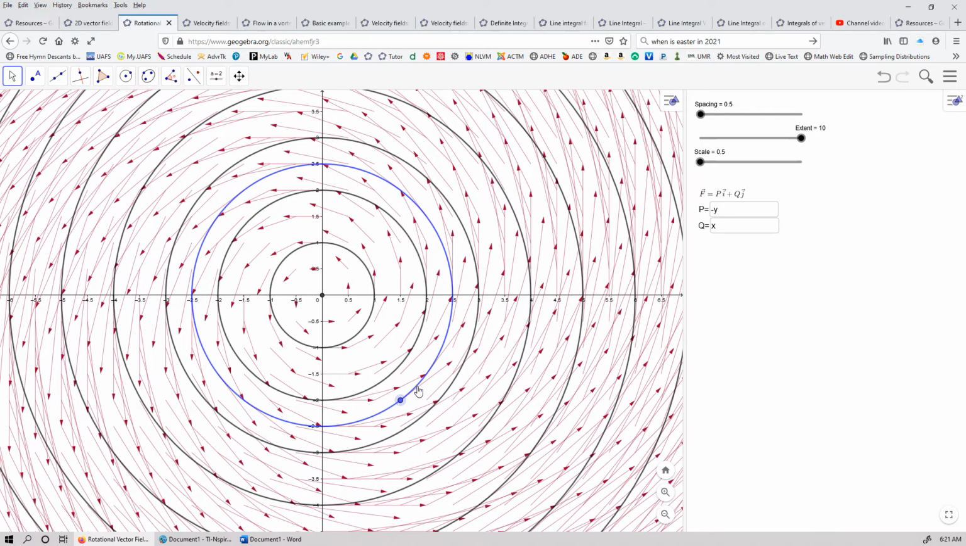In fact, in this particular example, all of these have the same length of these vectors here. So the speed is, well, that's not true. The speed is not the same. It's getting bigger. They're getting bigger as they go further out. The angular speed turns out to be the same. Okay, so I'll show you that in just a minute.